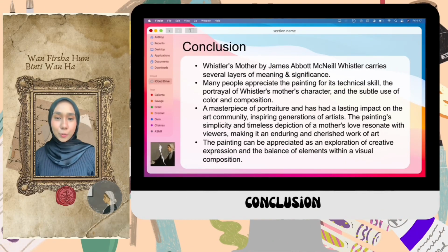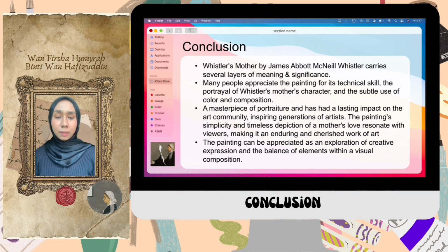Now, I will explain what we think of Whistler's Mother. Whistler's Mother is an amazing portrait painted by James Abbott McNeill Whistler. It is a work of art that has many different layers of meaning and significance. The way it's painted, the character of Whistler's mother, and the use of color and composition are all inspiring to many artists and also to viewers.